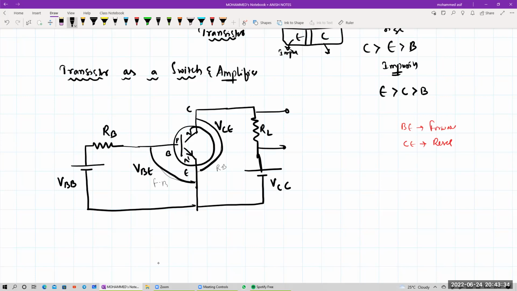As an amplifier, if this is your input, the output is something like this, highly magnified. There is a flow of current from here. This is a positive terminal, and this is a negative terminal. So the current which passes through this one is your base current. For your input sector, if I apply Ohm's law, the input potential is represented by your base and emitter.